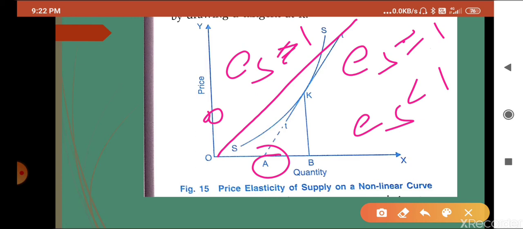Simply, we take the point at which we have to find the elasticity, and we make the straight line, and where it touches the x-axis or y-axis, or the meeting point O, we can find out whether it is more than 1, less than 1, or unitary. So this is the method to find out the nature of the elasticity, not the numerical value, either elastic, more elastic, or unitary.